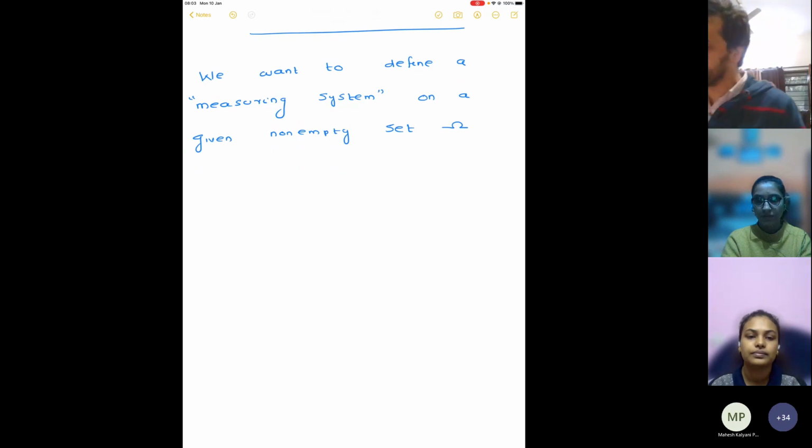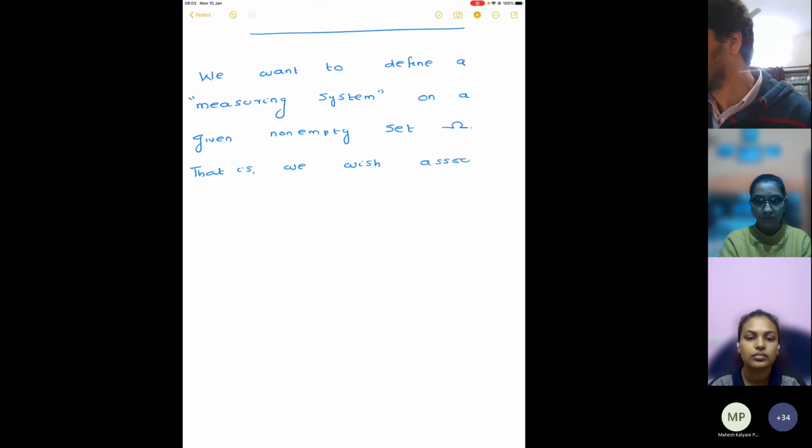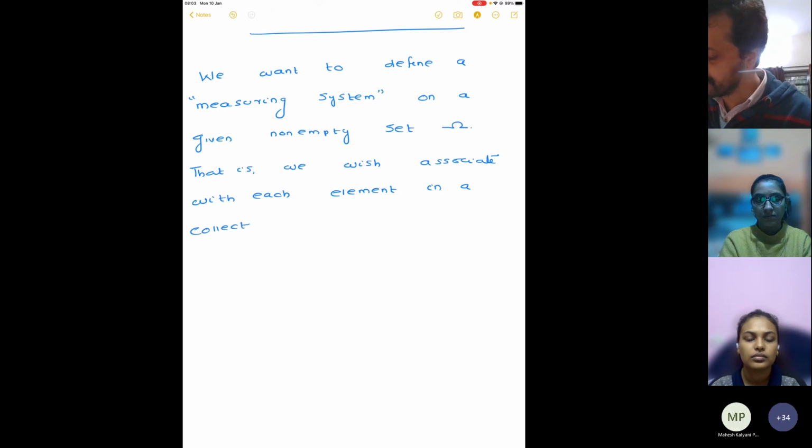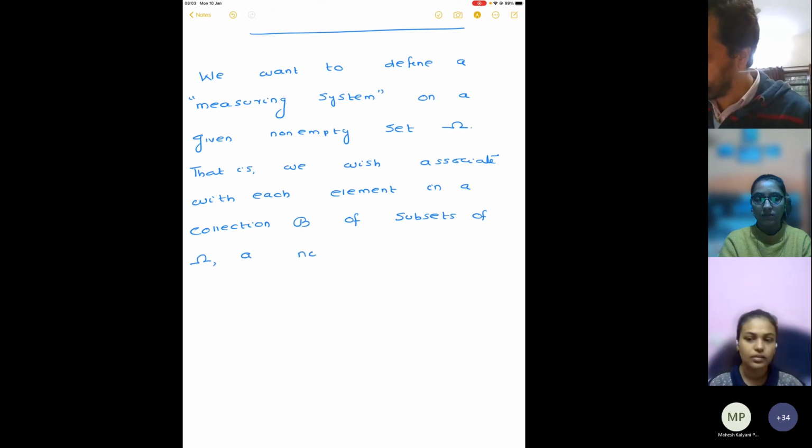What do you mean by measuring system? That is, we wish to associate with each element in a collection B of subsets of omega, a non-negative extended real number.